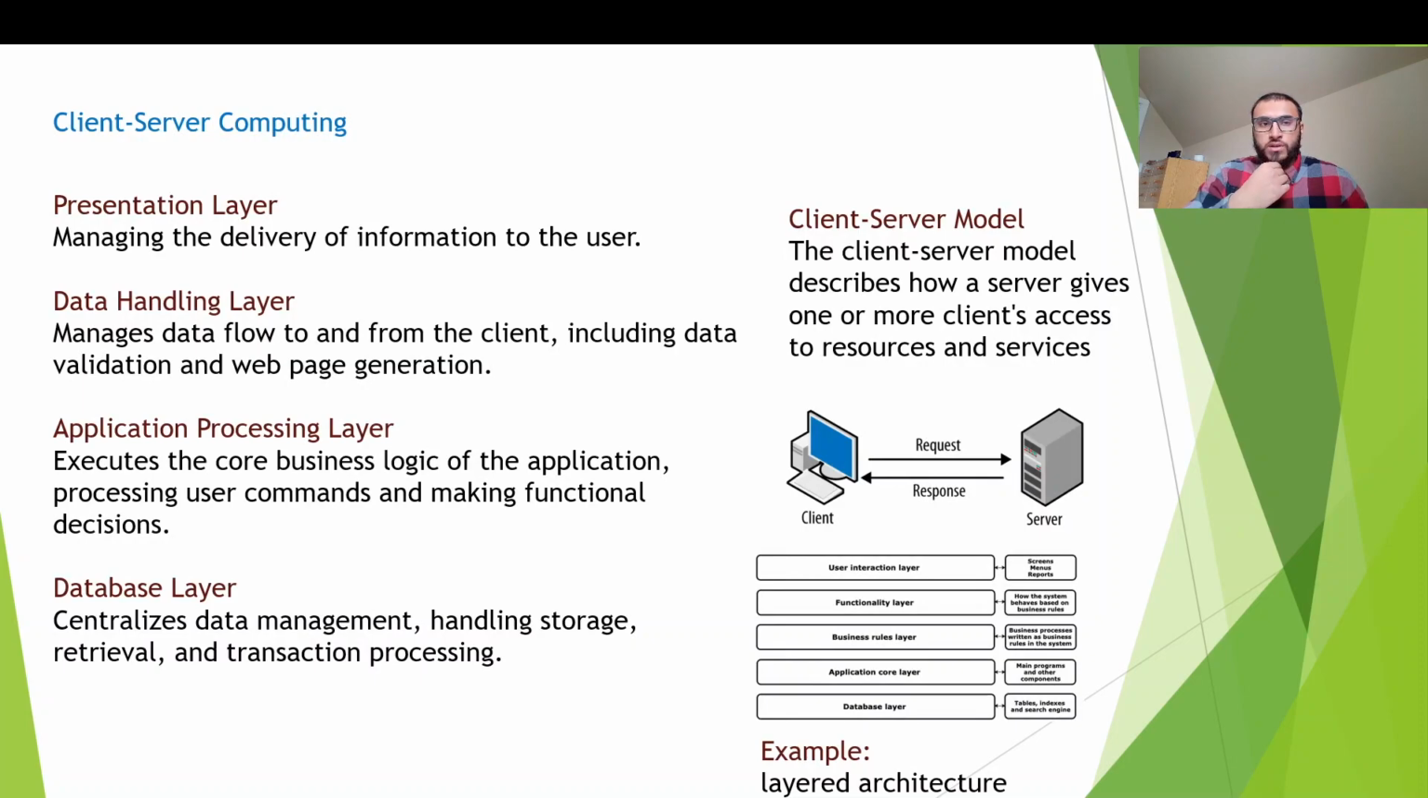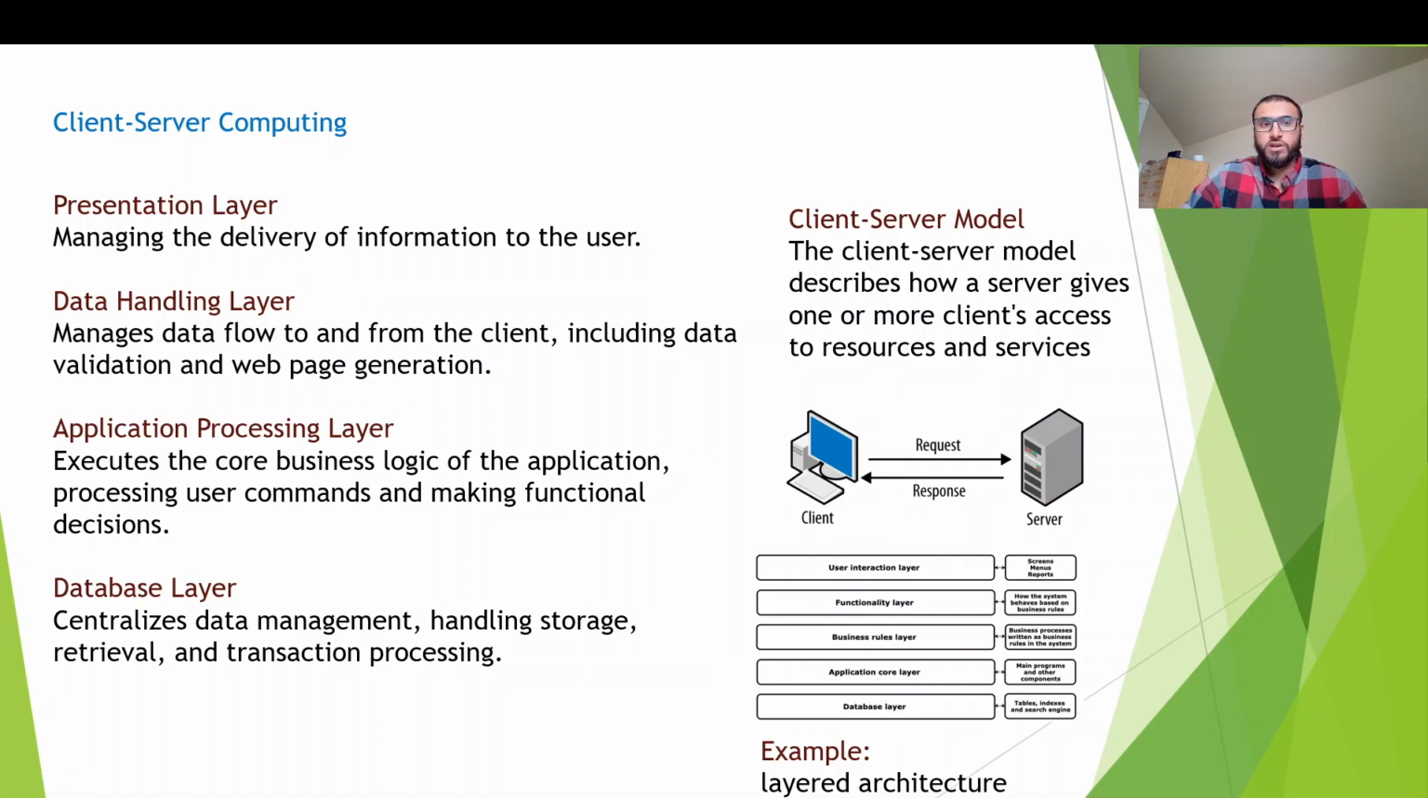Yeah, and another main point in distributed systems is client server computing. Before we do that, it is important to have a general idea of the client server model. The client server model is basically how a server gives resources to a client, which the client requests. So a client is requesting, and the server is responsible for the information it gives back.